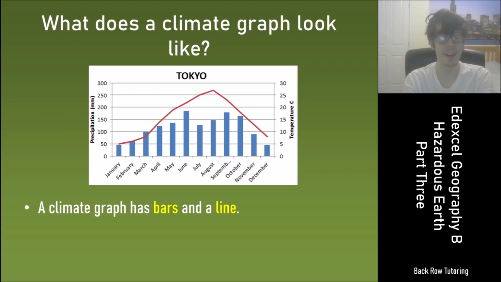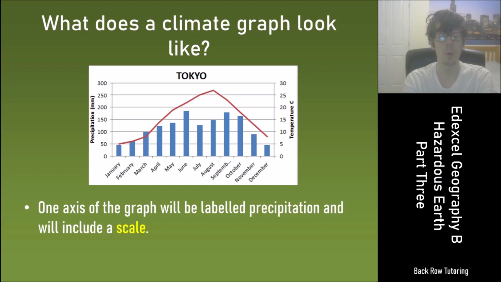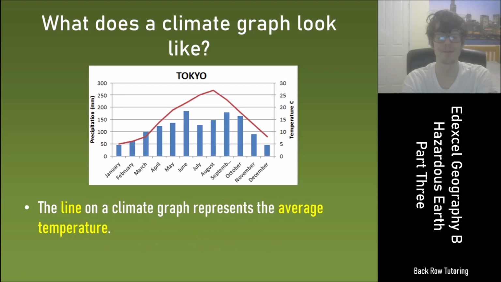A climate graph has bars and a line. Bars on a climate graph represent precipitation, so rain, sleet, snow or hail. One axis of the graph will be labelled precipitation and it will include a scale. The x-axis, which is the horizontal axis, will have months of the year. Each month has a different precipitation total, but note that this is just an average.